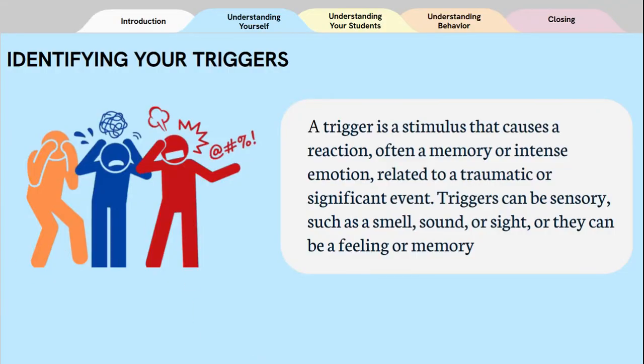Another thing for understanding yourself is identifying our triggers. So a trigger is the stimulus that causes a reaction. It can be a memory or an intense emotion. It's related to a traumatic or a significant event. Triggers can be sensory, such as smell, sound, or sight, or they can be a feeling or memory.